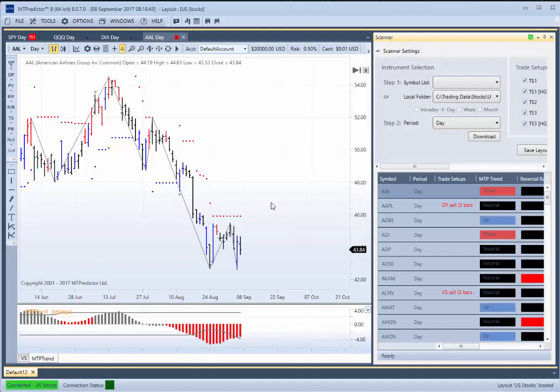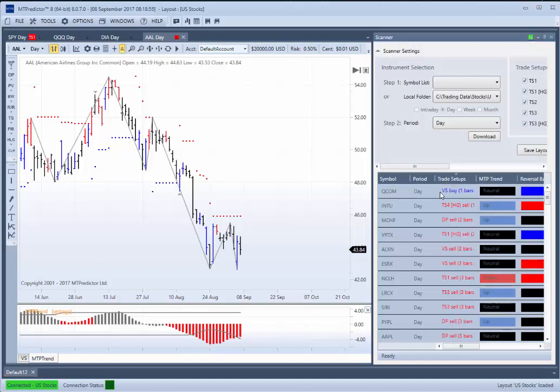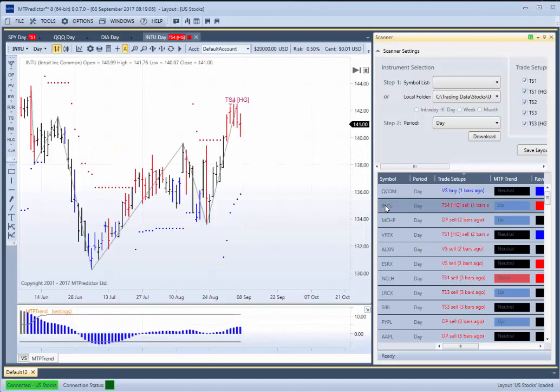I'm now going to scan, or filter, these for our trade setups. In other words, sort the scanner. So I'm just going to click on the column header there, and you can see it sorts them to get all our recent setups here. You can see it tells you the setup and how many bars ago. For example, on INTU, we had a setup a couple of days ago.